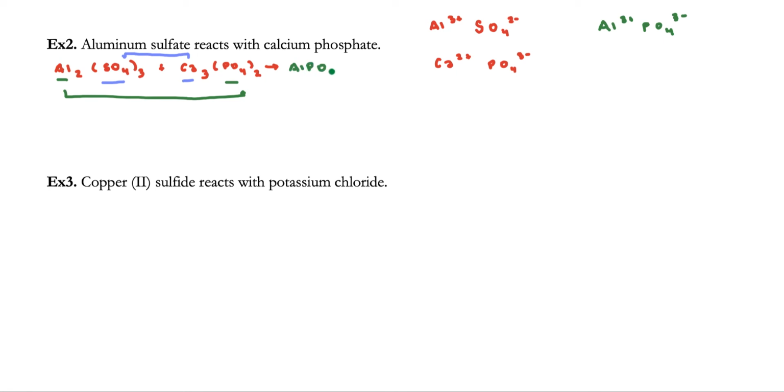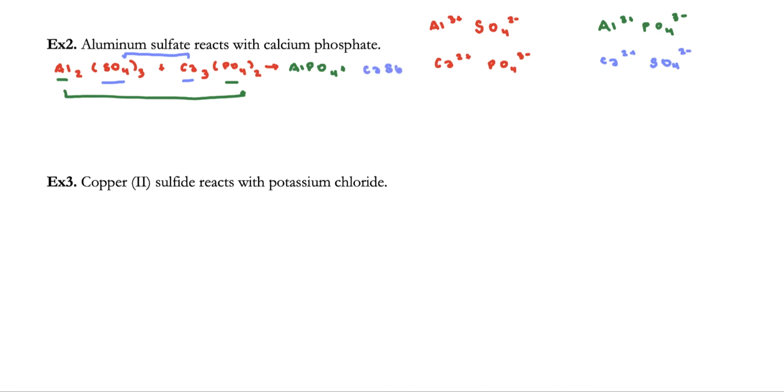And my other product is going to be calcium with sulfate. Well, calcium has a 2+ charge, right? Sulfate has a 2- charge. So notice these charges are also going to cancel once I cross my charges, the 2 going there, the 2 going there. So I'm going to end up with CaSO4.